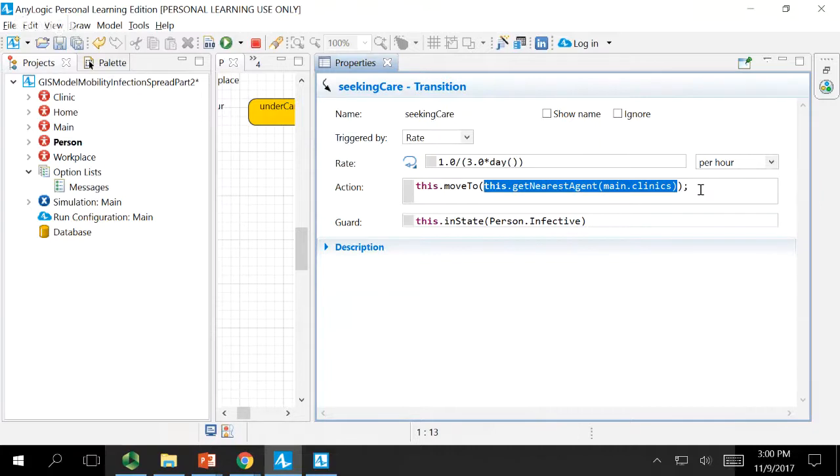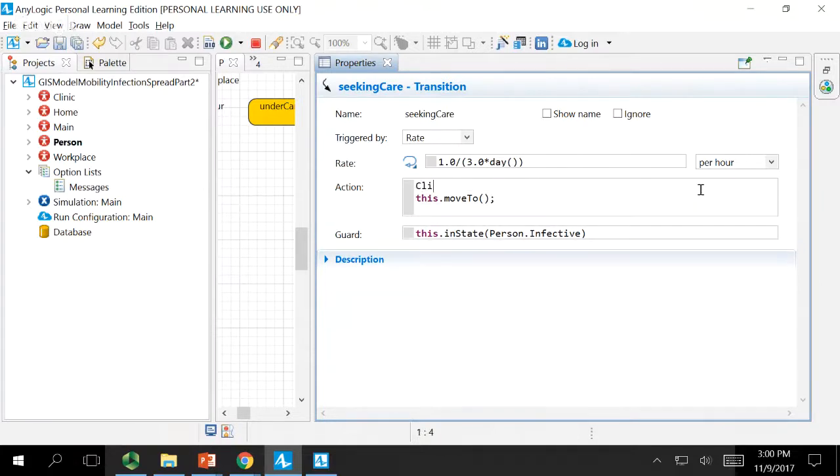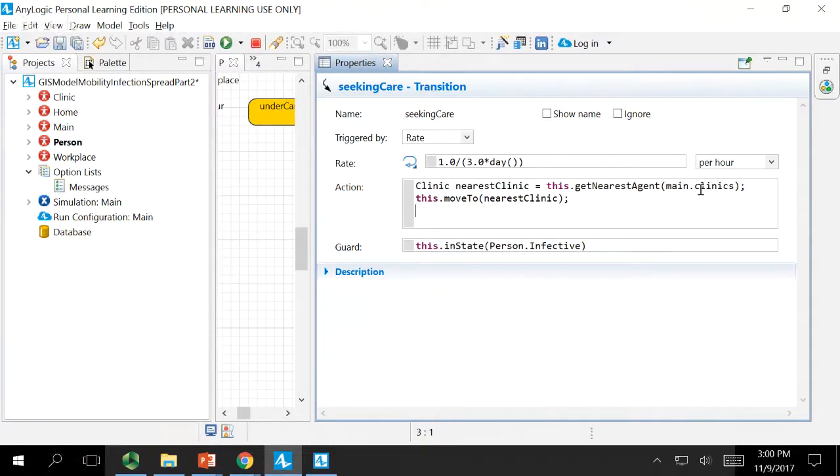We're going to take this code. Hopefully it should be bigger than last time. We're going to create a variable called nearest clinic. Actually, it's a reference to type clinic, and it looks like this. So this is how we get it. This is what it's initialized to. It's initialized to a reference to the nearest clinic. And they're going to move to that clinic. But more than that, they are going to be placed in line at that clinic.